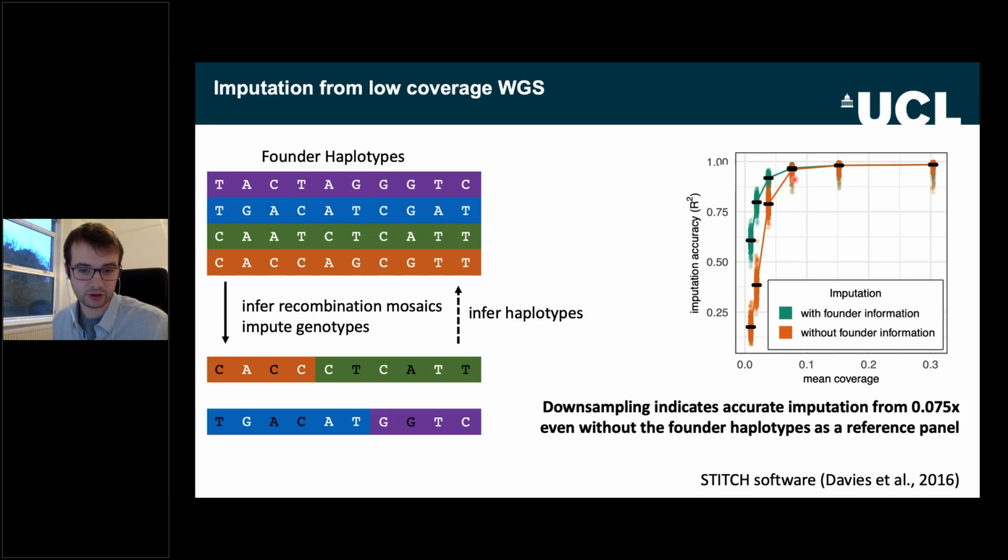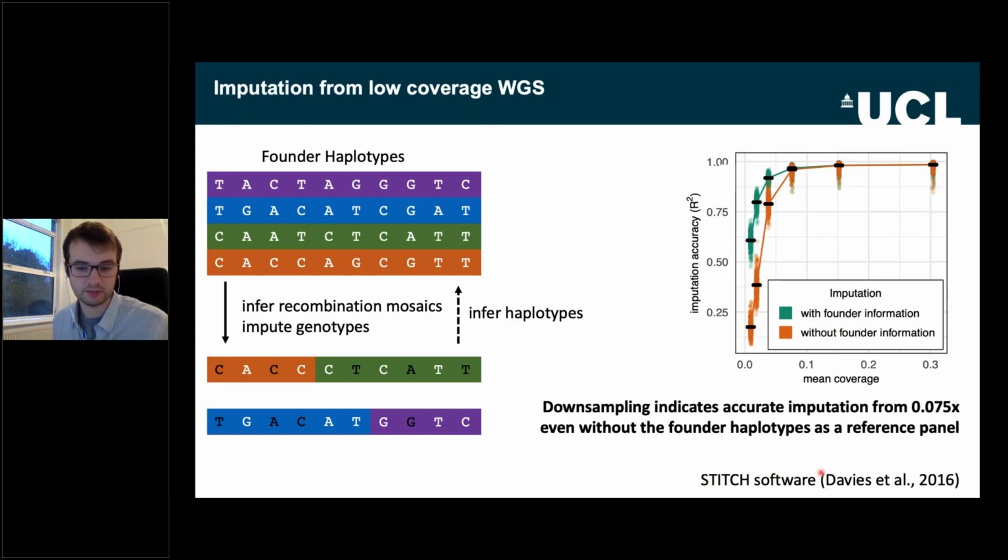And the colors on this plot are showing 2 different imputation methods. So the first one in green is the imputation method I've described, where you simply project the founders onto the lines. The second doesn't use the founder haplotype information, so you don't use the founders as a haplotype reference panel.